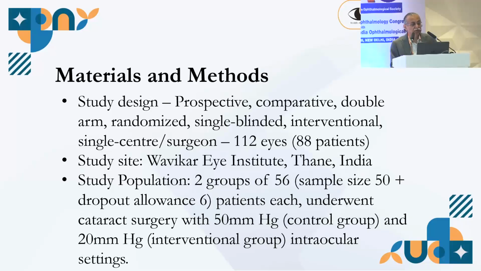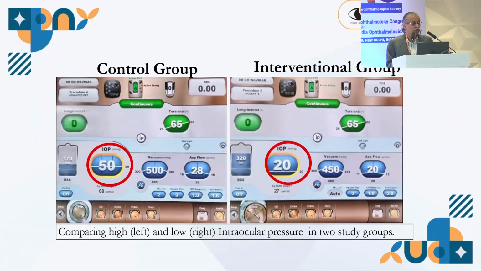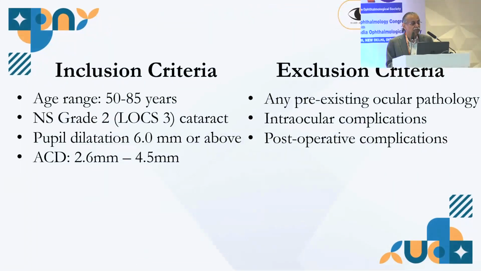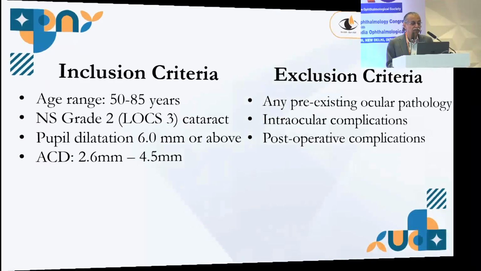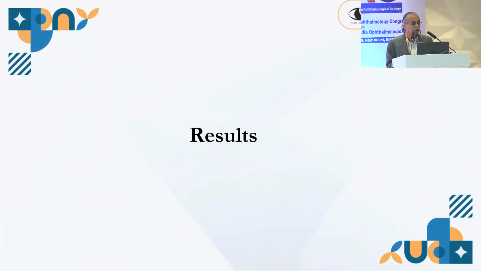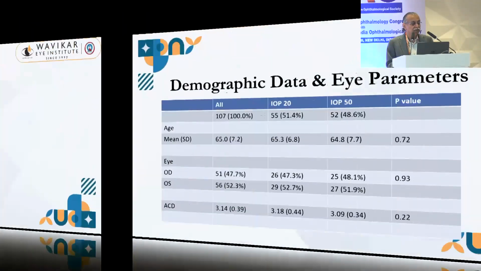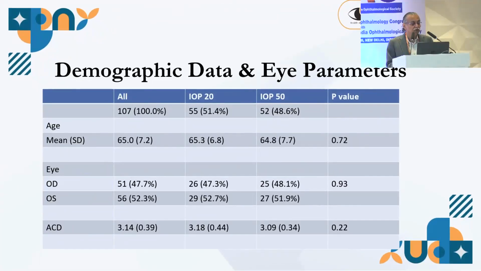Materials: it was a prospective, comparative, double-arm, randomized, single-blinded, interventional, single-center, single-surgeon study involving 112 eyes, two groups of 56 each. The control group was 50 IOP and the interventional group was 20 IOP. Inclusion criteria: standard, well-dilating pupil, grade 3 cataract, and no other complication. Where there was any post-op or intra-op complication, the cases were taken out. Results: you can see that demographically both the groups are very well matched.